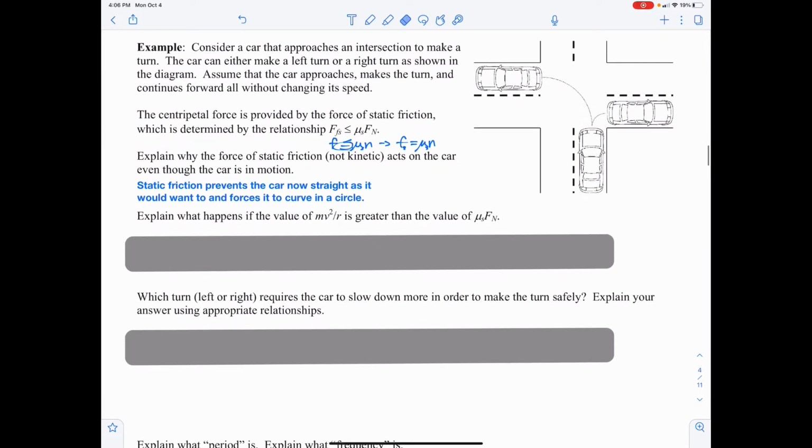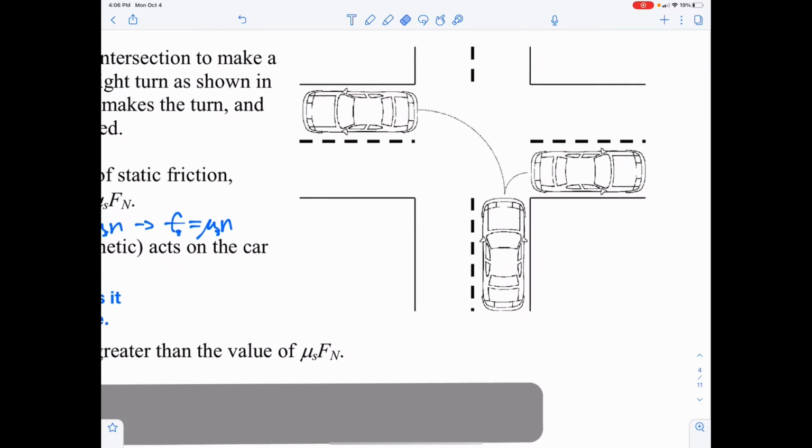Explain what happens to the value of mv squared over r. What happens if that is greater than mu times normal force? Okay, so something to consider. We'll write this over to the side here. Friction is our net force. So friction is equal to ma_c, which means friction is equal to mv squared over r. Now friction, right here, is equal to mu times normal force, and that's equal to mv squared over r.